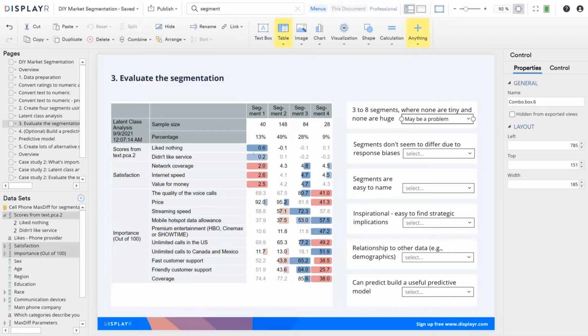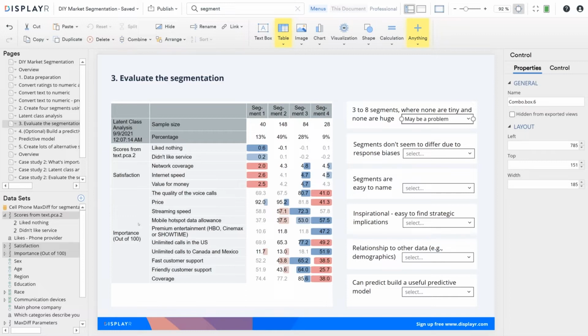So segment 1, they've got a higher than average score in terms of having said that they like nothing in the verbatim data for why they like the phone company. They've got a higher than average score for saying they didn't like service. They've got well below average scores in terms of satisfaction, very unhappy. And so segment one, we can see that people are pretty unhappy with their phone company.